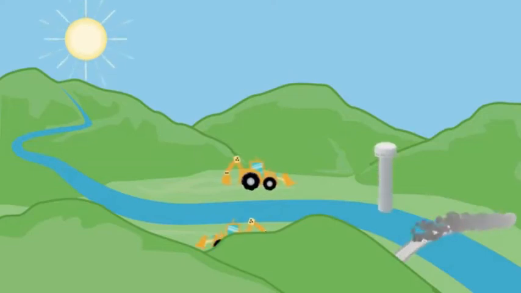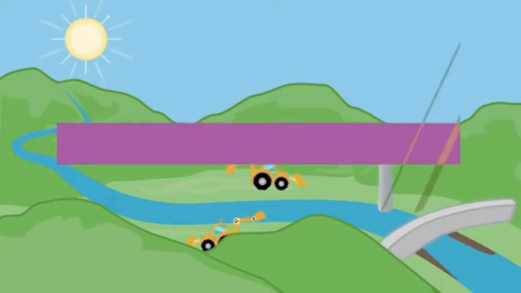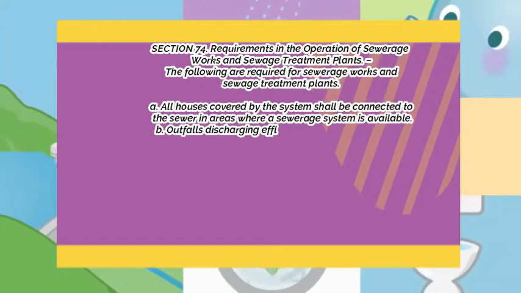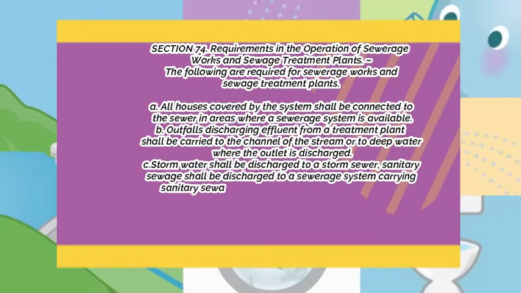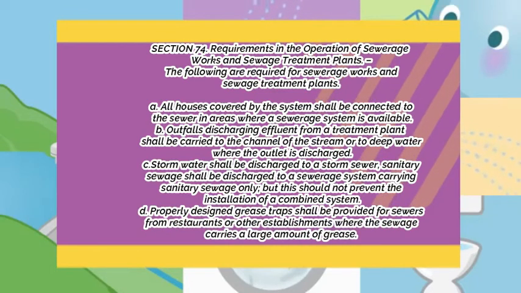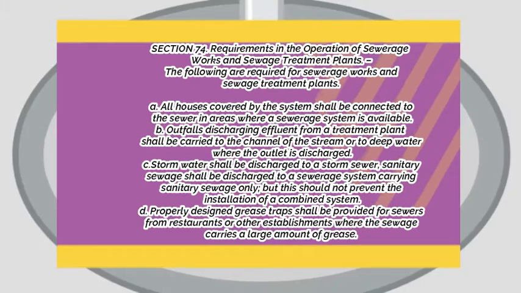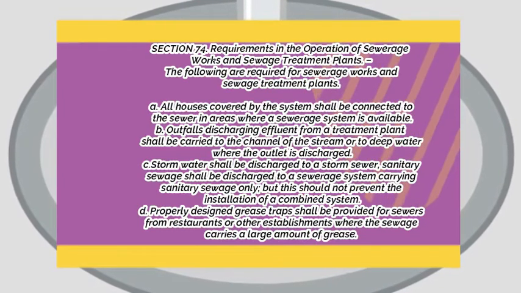Section 74, Requirements and operation of sewerage works and sewage treatment plants. The following are required for sewerage works and sewage treatment plants. Letter A. All houses covered by the system should be connected to the sewer in areas where a sewerage system is available. Letter B. Outfalls discharging effluent from a treatment plant should be carried to the channel of the stream or to deep water where the outlet is discharged.